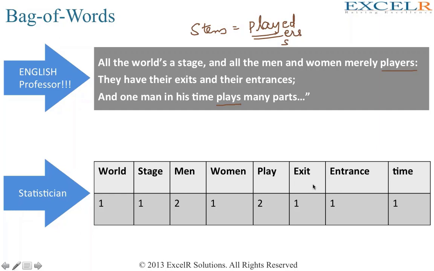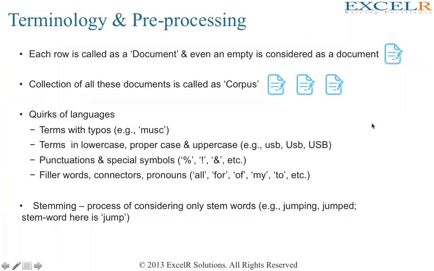Exit, this word is used once. Entrance is used once. Time is used once, and so on and so forth. And this kind of representation is called bag of words representation. Now there is some terminology that we need to understand, and there is some pre-processing that we need to perform upfront.